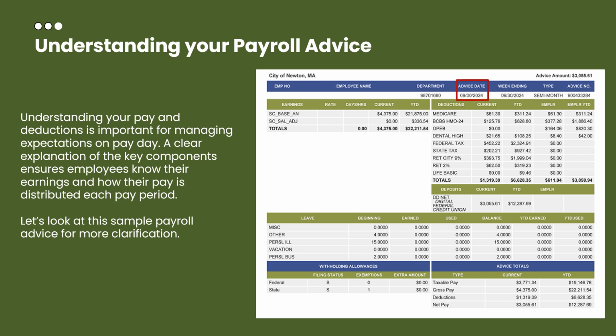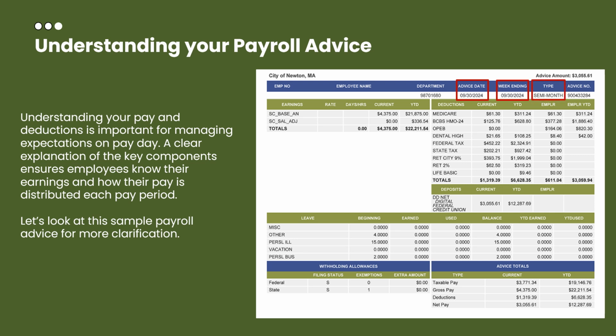The advice date is the pay date for the current payroll. The week ending date is the last date of the payroll cycle. In other words, when you receive your first semi-monthly check in September, the week ending date will always show as 9/15. For the second payment in September, the week ending date will always show as 9/30.